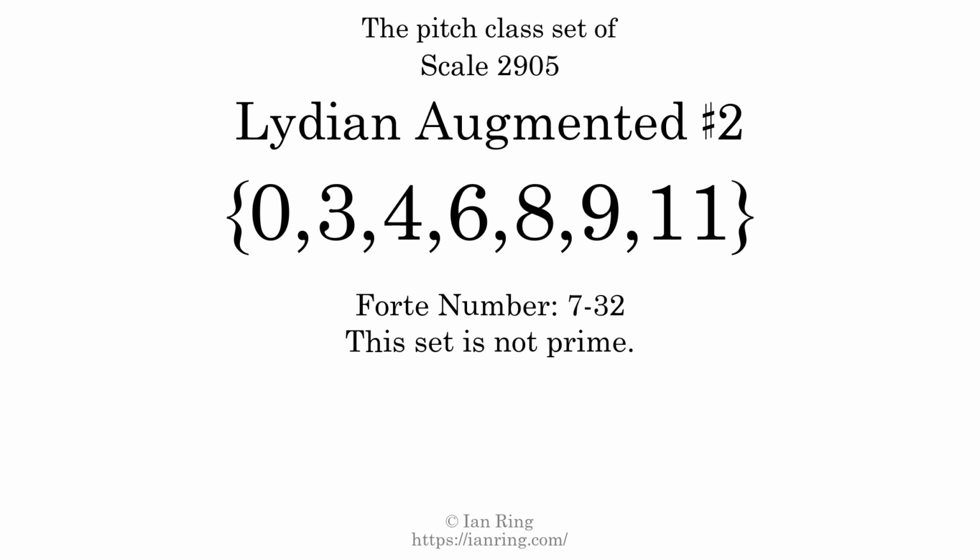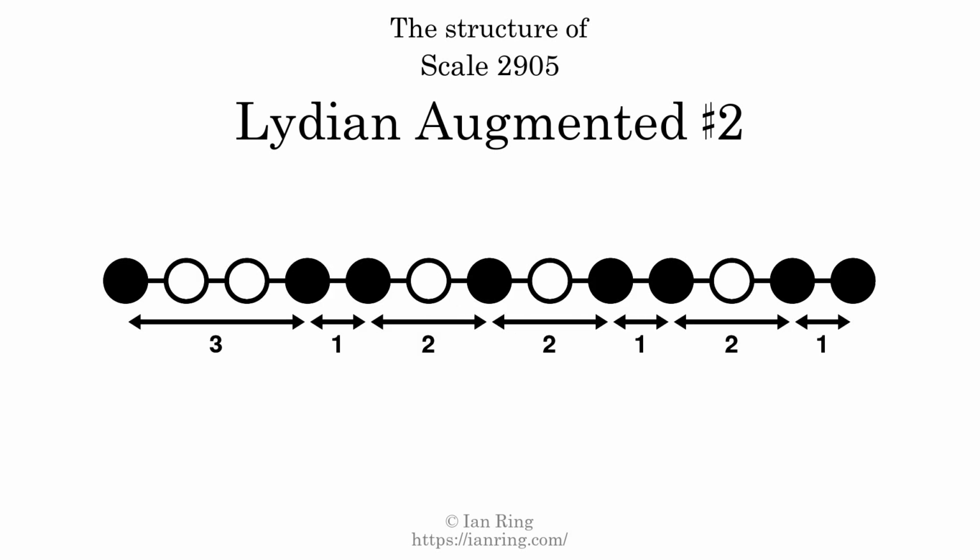The pitch class set for this scale is 0, 3, 4, 6, 8, 9, 11. The fault class is 732. This set is not prime. The structure of a scale is a description of the interval distance between each successive tone. This scale has a structure of 3-1-2-2-1-2-1.